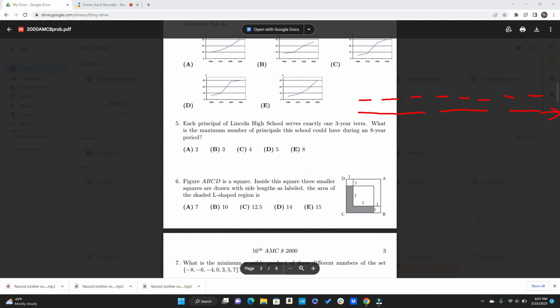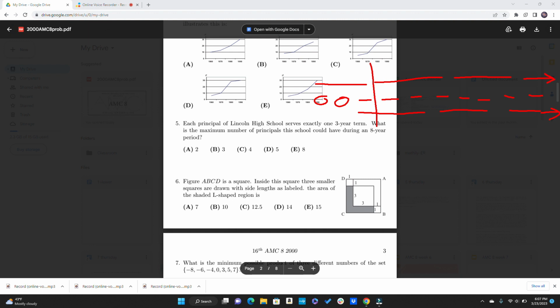But if we don't start with the same year a principal starts, we could, for example, have a principal who's ending his term on the first year we're counting. And then another principal, maybe she's going these 3 years, another one goes these 3 years, and then a last one keeps going on, starting in that 8th year. So if we did it like that, where the first principal has 2 years worth of time, and then we start counting, that actually gives us 1, 2, 3, 4 principals. And that's how we would maximize that, right?